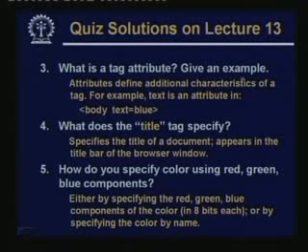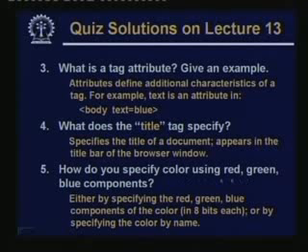What is a tag attribute? Give an example. Attributes define additional characteristics of a tag. For example, in this body tag, text is an attribute. What does the title tag specify? Specifies the title of a document, appears in the title bar of the browser window. This we have seen already.